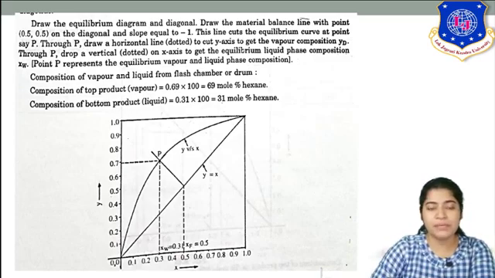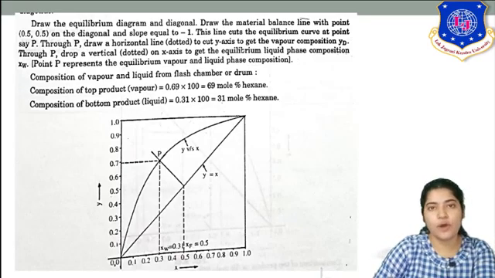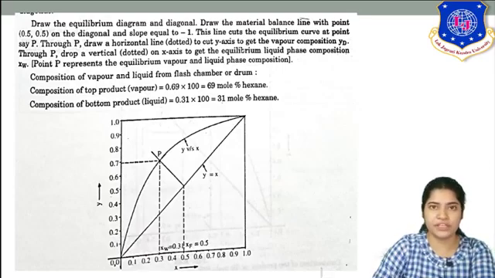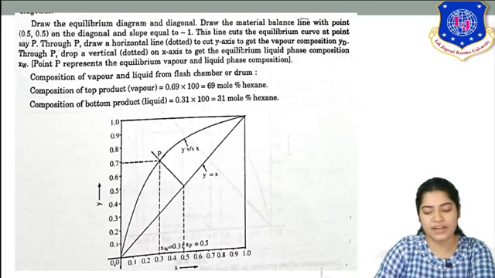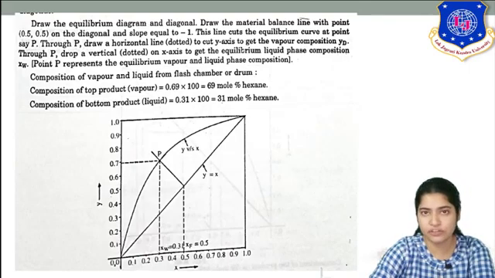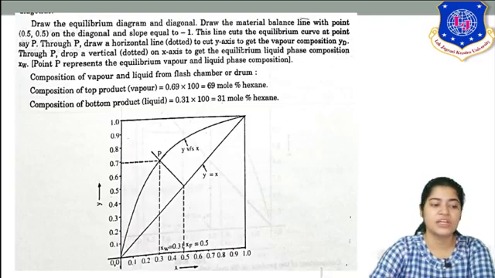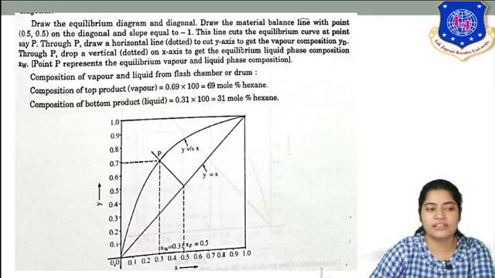Now the point P, what is P? It is showing that your operating line is intercepting your equilibrium curve. So the point of intersection is your final answer. That gives you the composition of your more volatile component in the liquid and vapor phase. You can see the coordinates of point P. In X, you get XW as 0.3. That is the composition of A in the residue. Similarly, 0.7 is the composition of A in the vapor phase. Hence point P represents the equilibrium vapor and liquid phase composition.